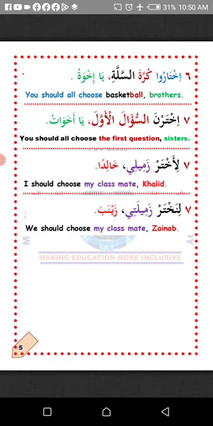ما شاء الله. Number six. اختاروا كرة السلة يا إخوة. اختاروا, you should all choose. كرة السلة, basketball يا إخوة, brothers, talking to a group of male persons.